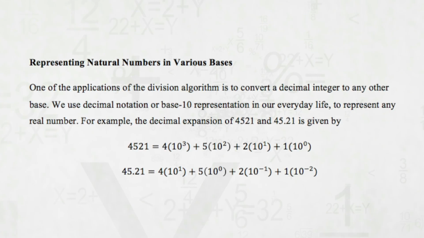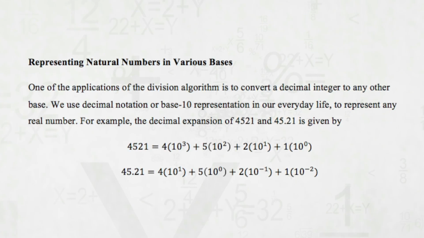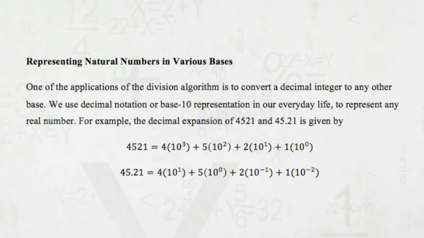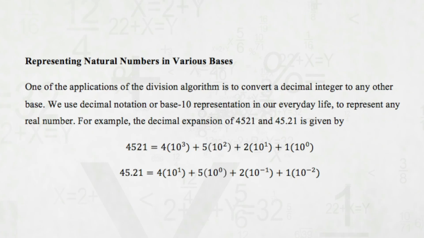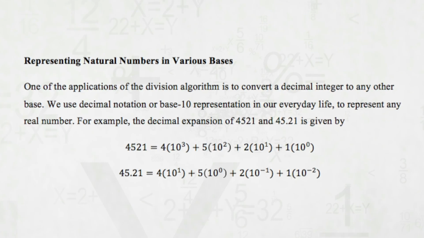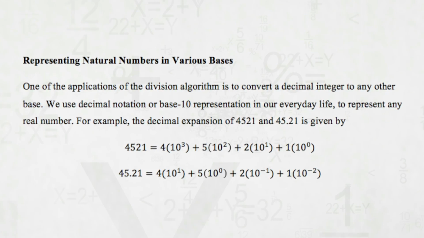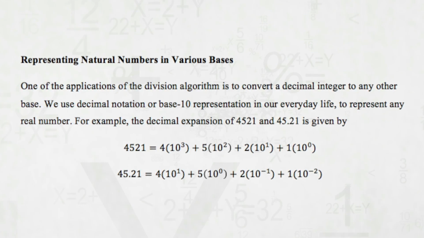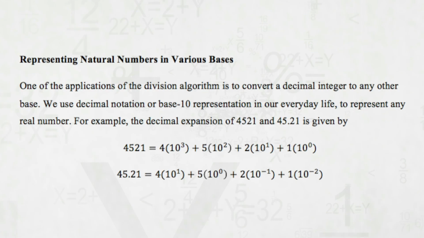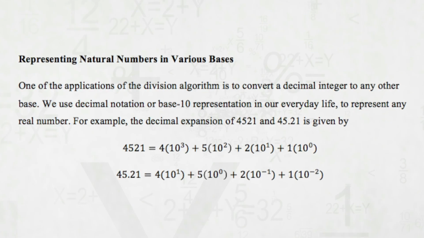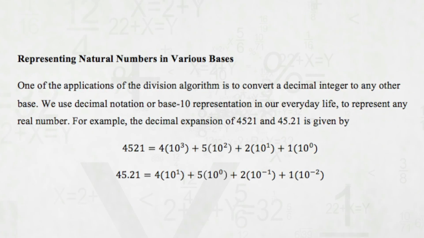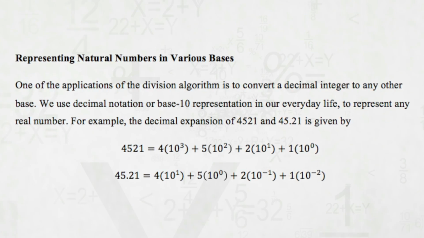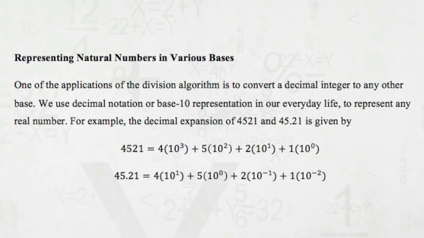That is, 4521 can be written as 4 multiplied by 10 cube plus 5 multiplied by 10 square plus 2 multiplied by 10 plus 1 multiplied by 10 power 0. And the same 45.21 can be written as 4 multiplied by 10 plus 5 multiplied by 10 power 0 plus 2 multiplied by 10 power minus 1 plus 1 multiplied by 10 power minus 2.